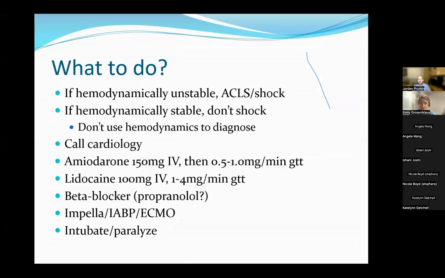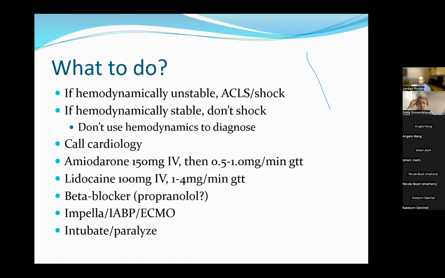All right, so what do you do if you have someone who's in VT? If they're hemodynamically unstable, do your ACLS algorithm, shock them. Again, don't shock someone who's awake, have anesthesia involved. If they're hemodynamically stable, please don't shock them. And again, don't use your hemodynamics to make your diagnosis. Don't say their blood pressure is normal, so it can't be VT.